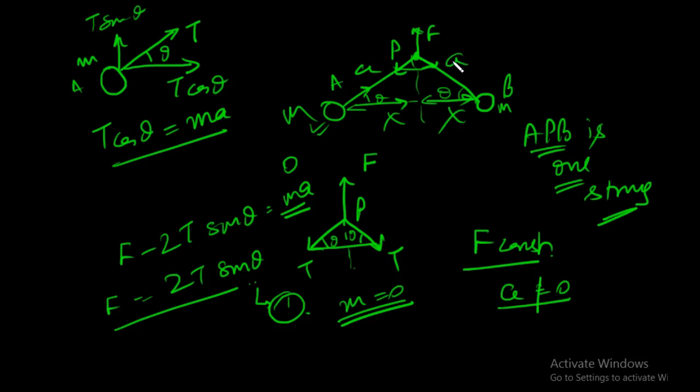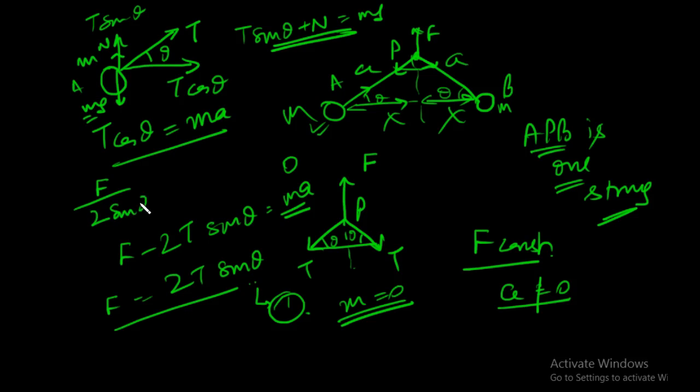And the vertical equation would be T sin theta plus N would be equal to mg. Alright, since this is the normal of the surface and this is the weight of the mass, this will balance out and hence we have T cos theta equal to ma. So we substitute the value of T from this equation. T will be equal to F by 2 sin theta, and this would be cos theta above, this would be equal to ma, right?